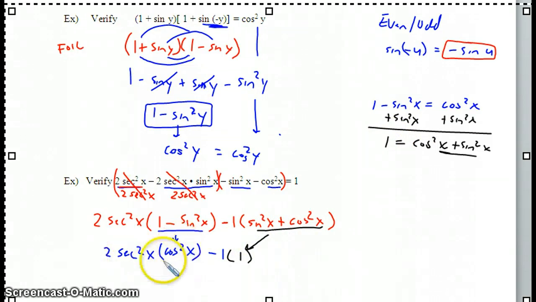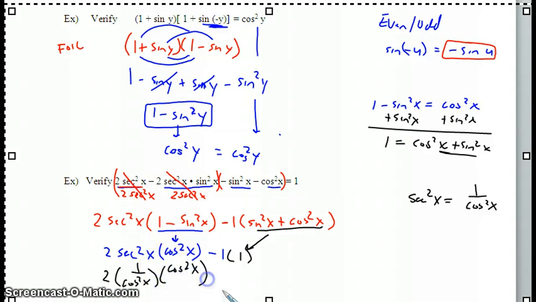Okay, and now looking back over here, trying to figure out what to do with this, secant squared times cosine squared. Well, here's what I know about the secant squared. There's an identity that says it's the same as 1 over the cosine. So now this becomes 2 times 1 over the cosine squared, and then times just a cosine squared. And then this is just minus 1. Well, what will happen here is I'll have a cosine squared and a cosine squared, and they'll cancel each other out, and I'll just have 2 times 1, which is 2, minus 1. 2 minus 1 is 1, and again, what I wanted this to equal was 1.